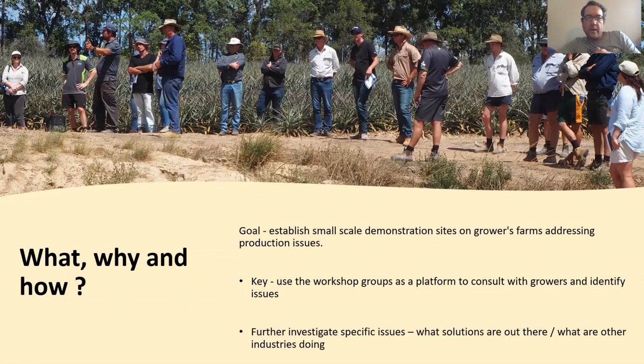So what, why, and how? As Bridie said, I oversee all the demonstration sites in the Integrated Crop Protection Project. One of the key goals was to establish a lot of small-scale demonstration sites that address a lot of the agronomic problems that growers have around the industry. The key platform for all this was using the growers' workshop groups, or the extension groups, that Bridie has mentioned prior.